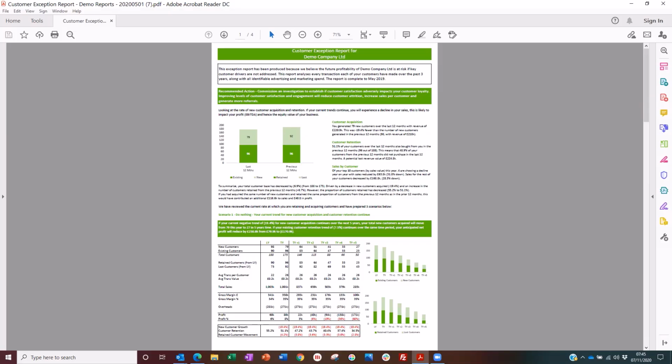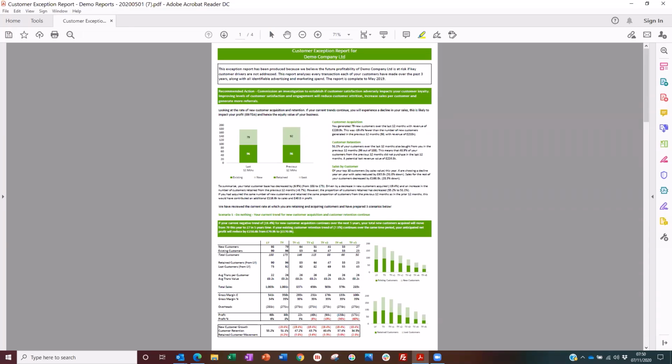The purpose of the customer exception report is to highlight if there is a risk in the future profitability of a business as a result of trends in new customer acquisition and customer retention. The report will only be produced if there is a risk of future profitability decline. The report is presented in 3 sections.